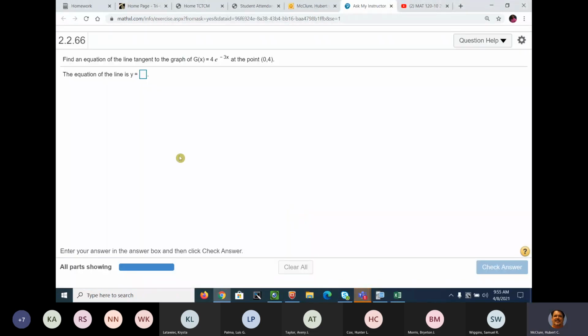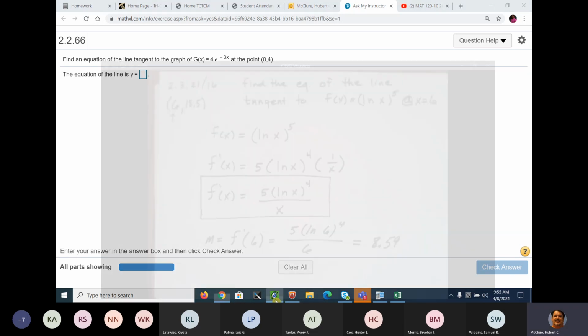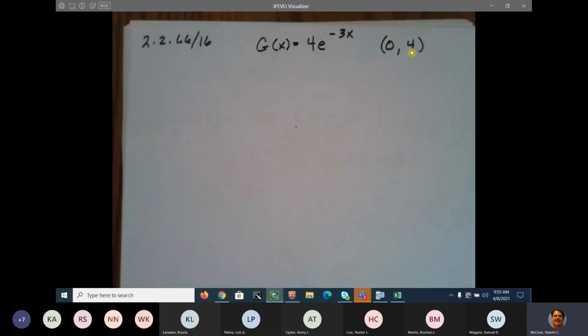And here we go. Find an equation of the line, same thing, tangent to the graph, but they give you a y here, so we don't have to type in the yx. So g of x is equal to 4e to the negative 3x, and they want to know at 0,4 what the equation is. So this is the same type problem as we just did, only this one they give you the y, so you don't have to calculate it.